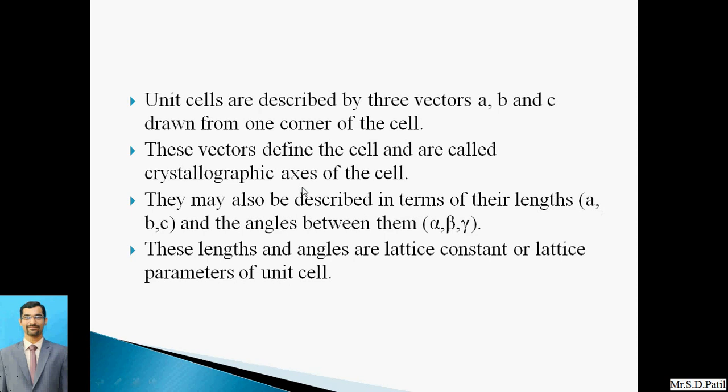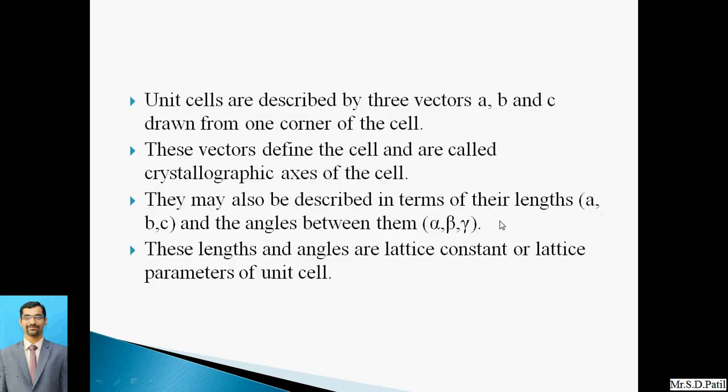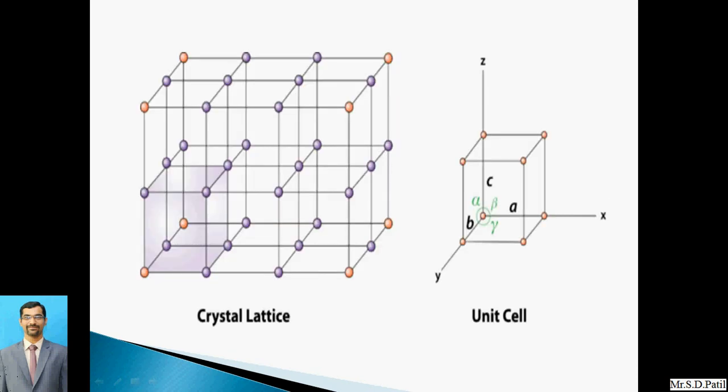Now, what is the meaning of unit cell? Unit cell is described by the three vectors a, b, c drawn from one corner of the cell. Here just see the unit cell, which has the three vectors a, b and c drawn from one corner of the cell. Now this is the unit cell. Okay, this is a, this is b and this is c, drawn with a single point. So this is called a unit cell.